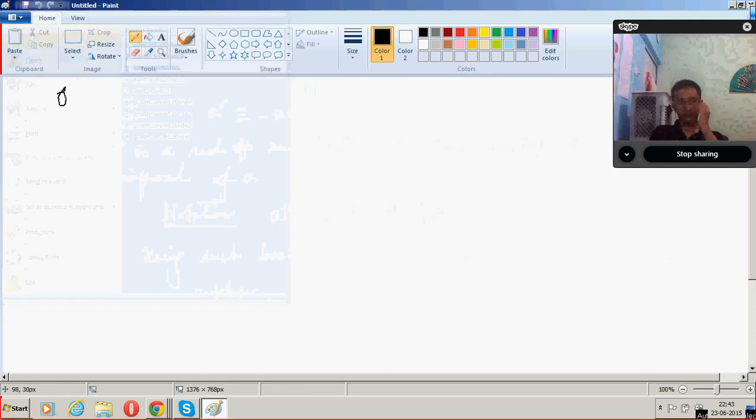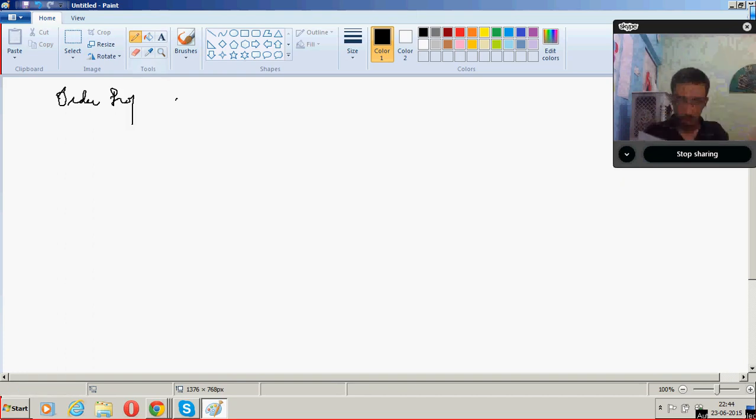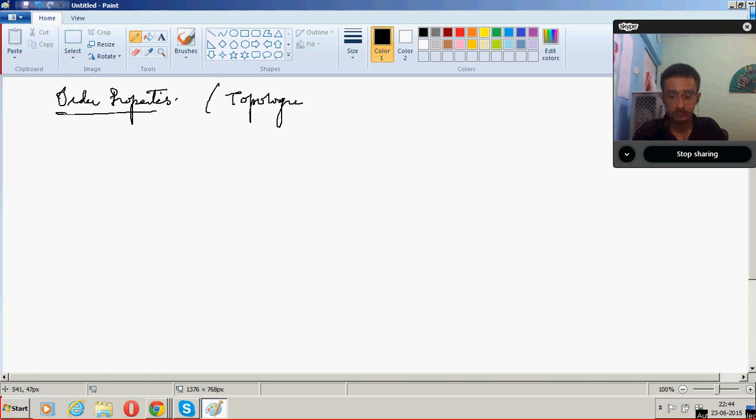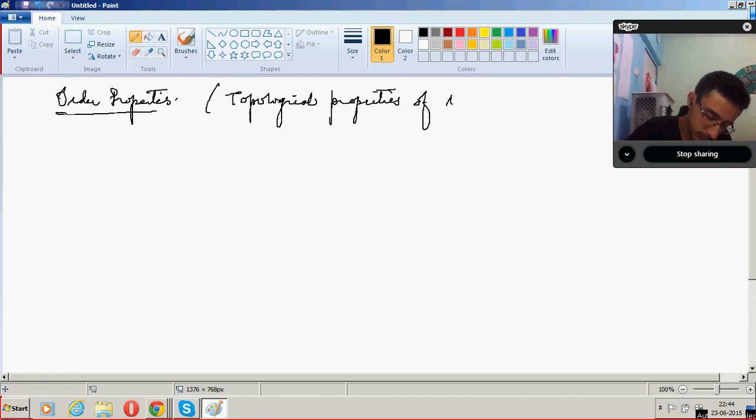We come to the so-called order properties or topological properties of real numbers. Now there is a lot of formalism here, so be careful in what you write. Don't make any mistake.